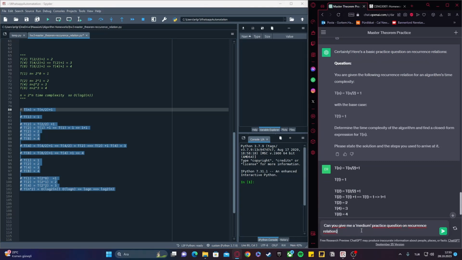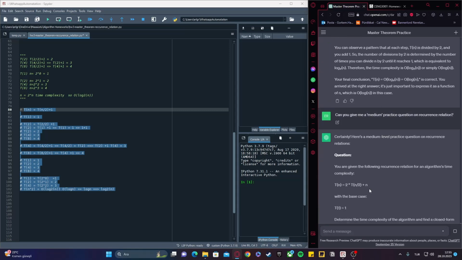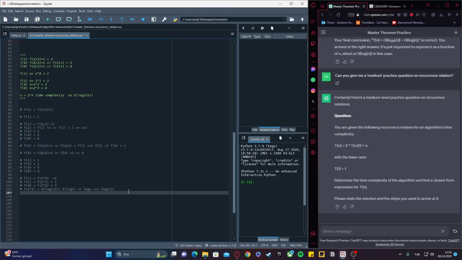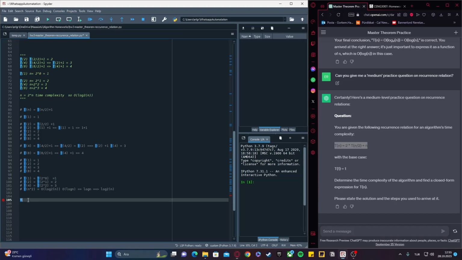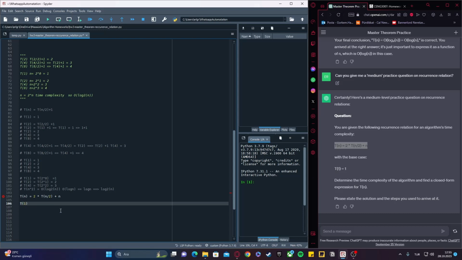Let's take the second question from ChatGPT. Okay. Medium level. Given the following recurrence relation for algorithm time complexity. Okay, actually I can copy and paste, it will be faster. With the base case T(1) equals 1. Determine the time complexity and the closed form expressed for T(n). Okay.